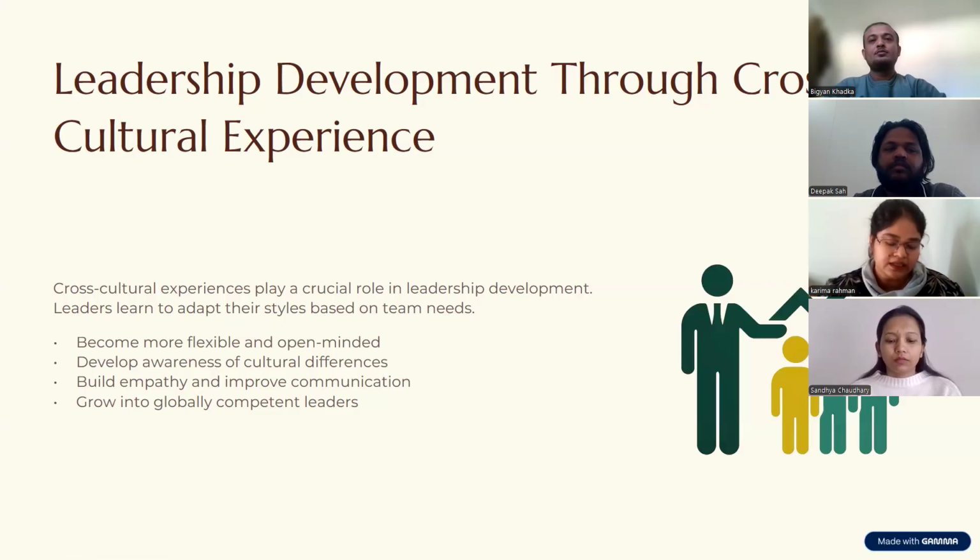Leaders learn to listen more actively, communicate more clearly, and respond thoughtfully to others. This not only strengthens relationships but also creates more inclusive and collaborative teams. Ultimately, cross-cultural exposure helps leaders grow into globally competent individuals, capable of leading diverse teams, navigating complex environments, and succeeding in an increasingly interconnected world.